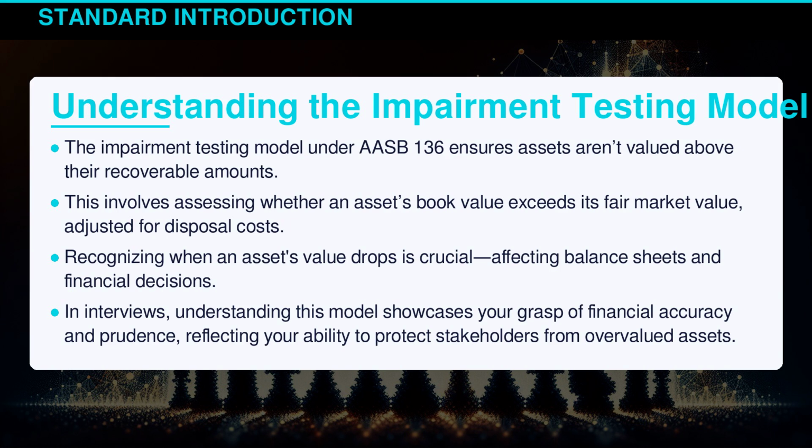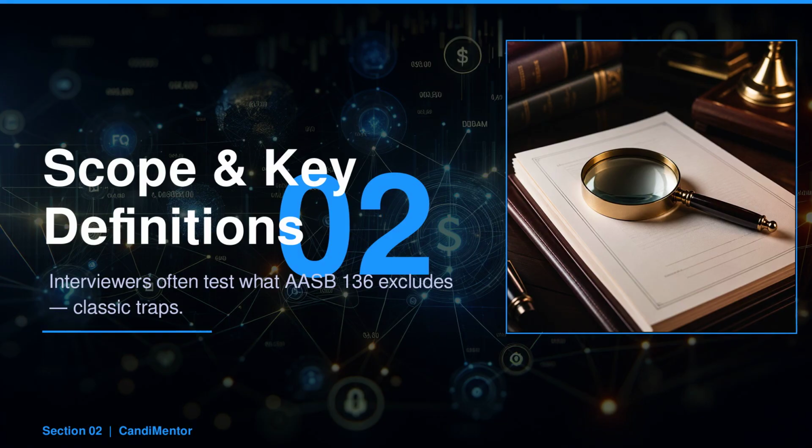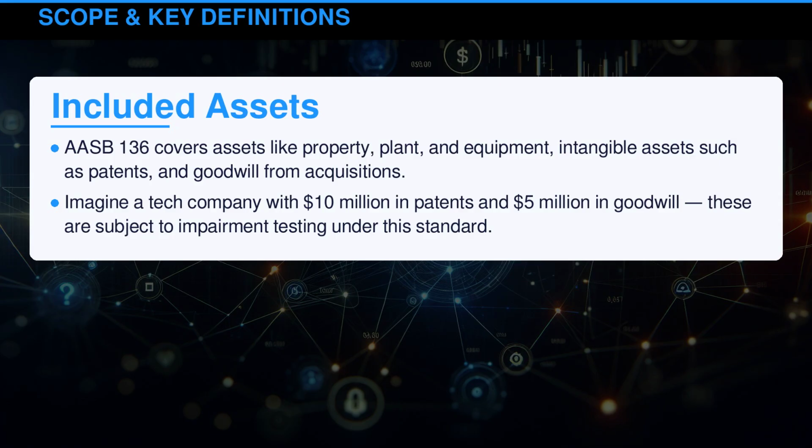overvalued assets. Scope matters because misplacing items can lead to significant errors. Candidates forget that deferred tax assets are not covered by AASB 136, and that's a classic interview trap. Knowing what's in or out ensures compliance and avoids costly mistakes.